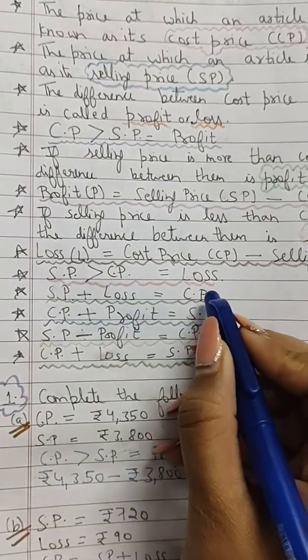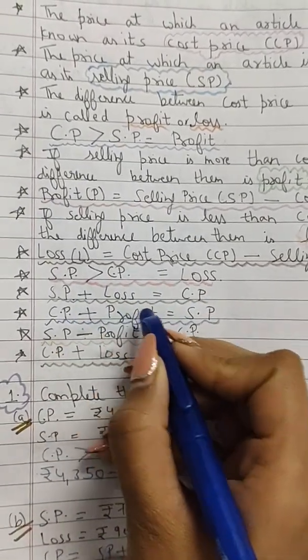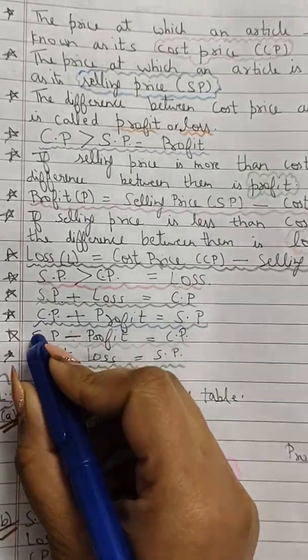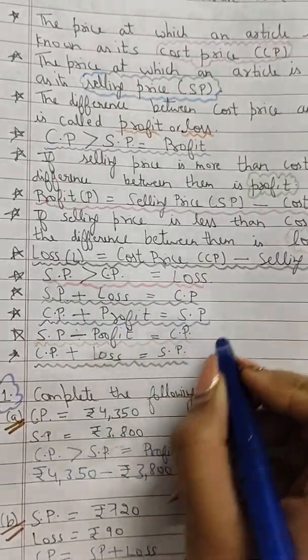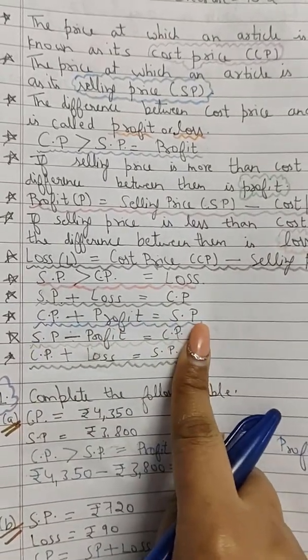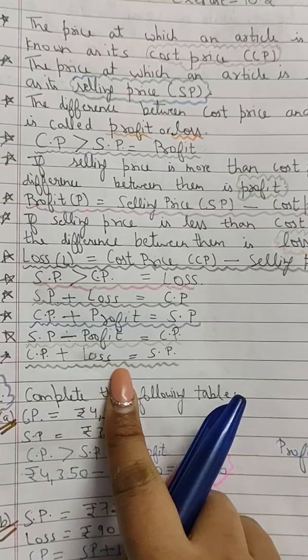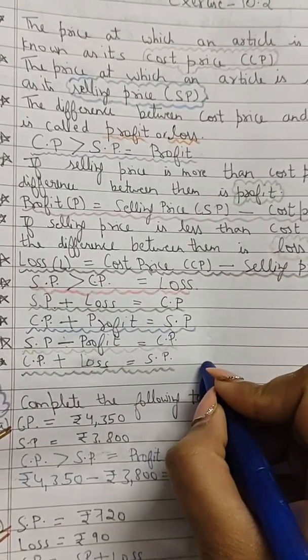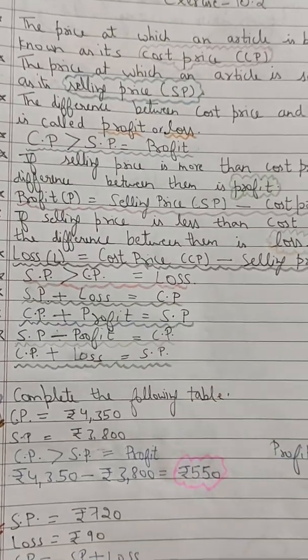SP plus loss is equals to CP, and CP plus profit. अगर profit given है, cost price given है, so we will find out SP. SP minus profit is CP. SP is given and profit is given, so we will find out CP. And CP minus loss is equals to SP. So all these formulas you have to learn by heart so that you can solve the questions.